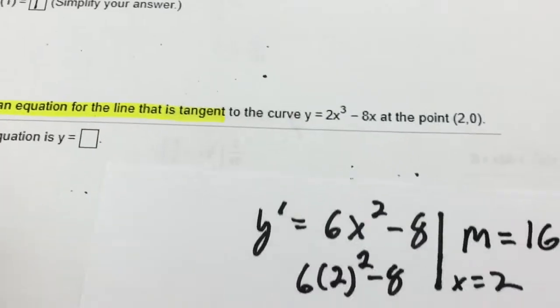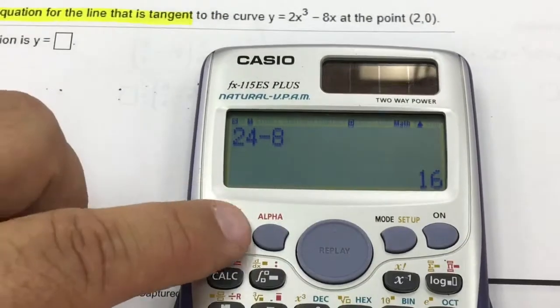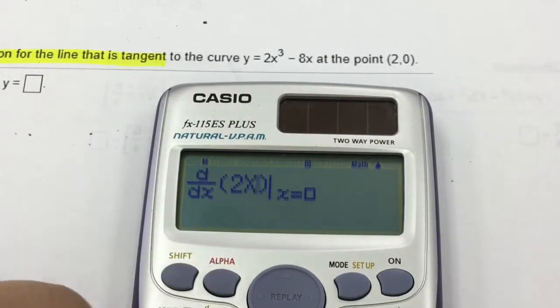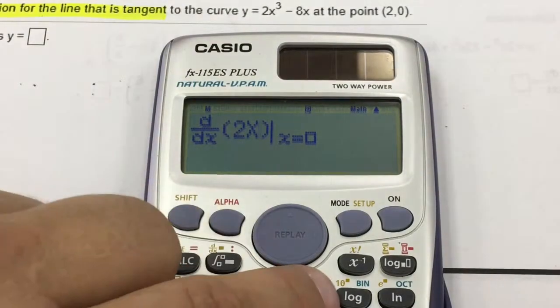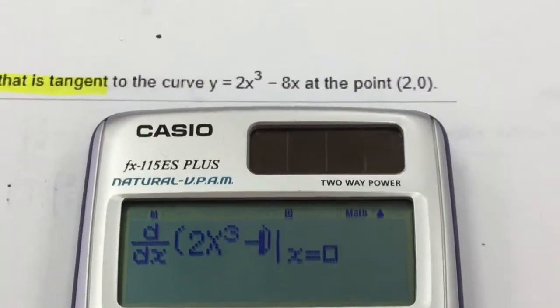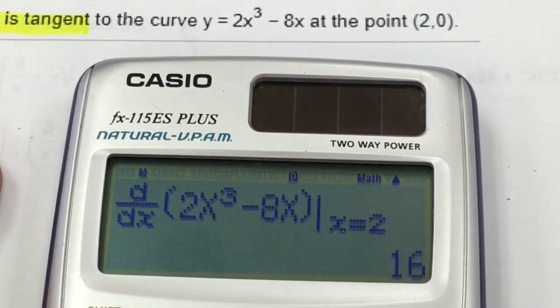Now, I could have done this using the calculator. And here's how I would have done it using the calculator. Once again, I'm going to hit Shift and then the derivative button. I'm going to type in that equation, 2x cubed. Now I have to hit the x box button to get to the third power. Right arrow to bring it down. Minus 8x, evaluated at x equals 2. Notice, this will give me the slope rapidly, and my slope is 16.